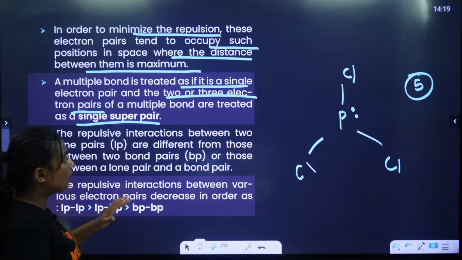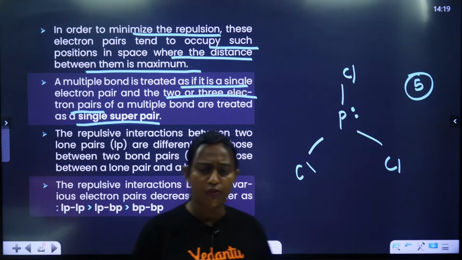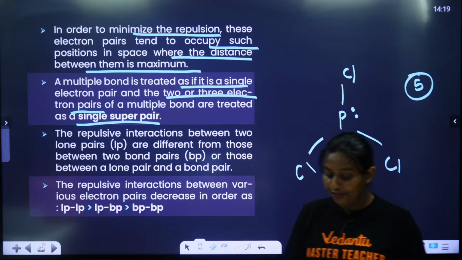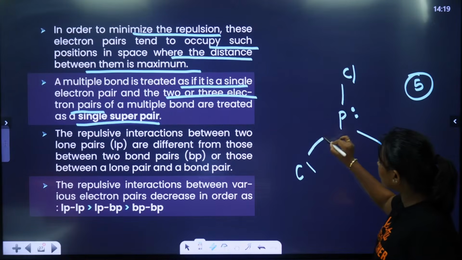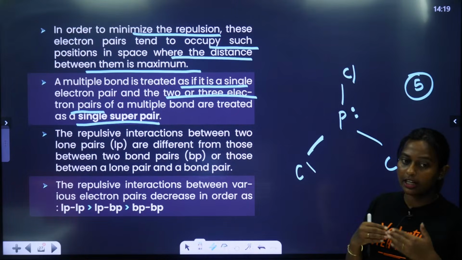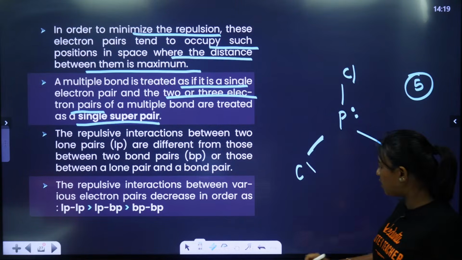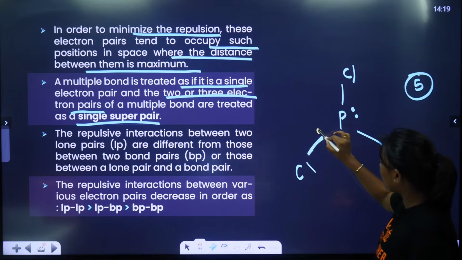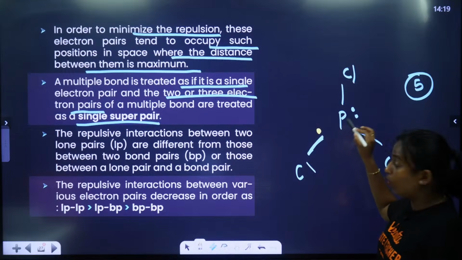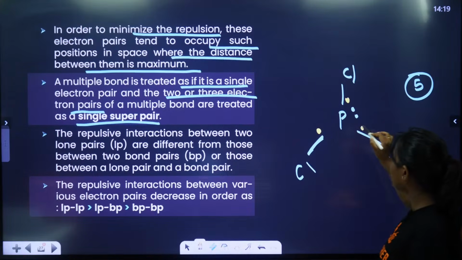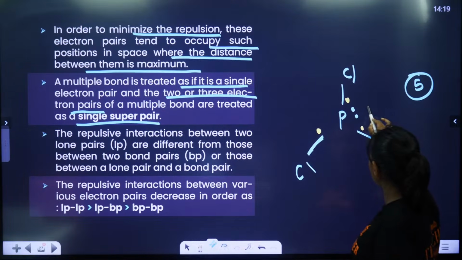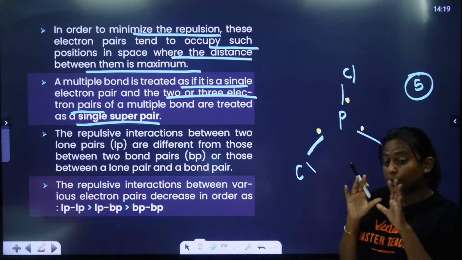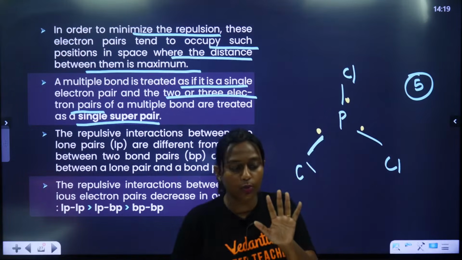Okay. So here you can see phosphorus contains 5 electrons in the outermost shell. Here it is mutual sharing, a covalent bond. Phosphorus is bonded with 3 chlorine atoms. This is the phosphorus electron. So phosphorus contains 5 electrons in the outermost shell.